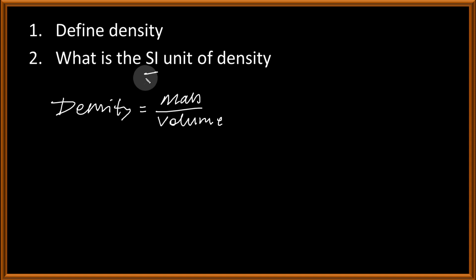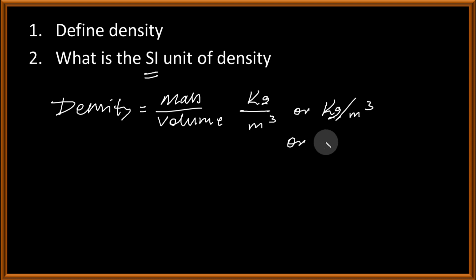Now, since we are talking about the SI unit of density, we can derive it by dividing the SI unit of mass, which is kilograms, by the SI unit of volume, which we already know is cubic meters. Written like this, or you can say it is kilograms divided by meters cubed, read as kilograms per meters cubed, or written in scientific notation as kg m^-3.